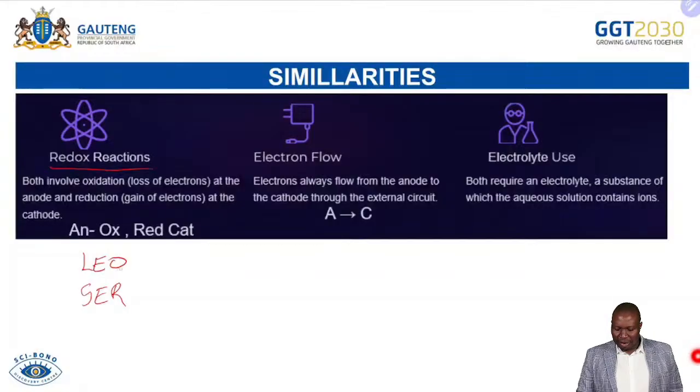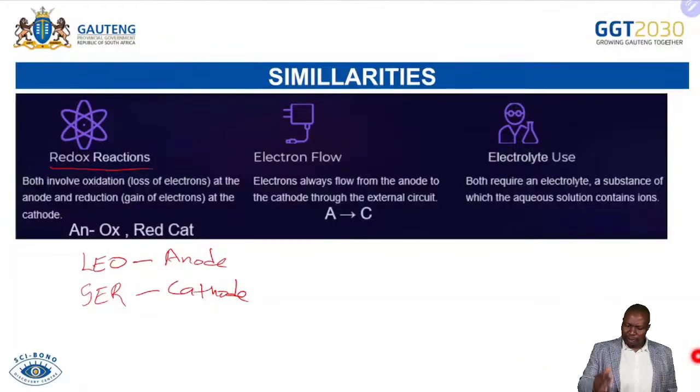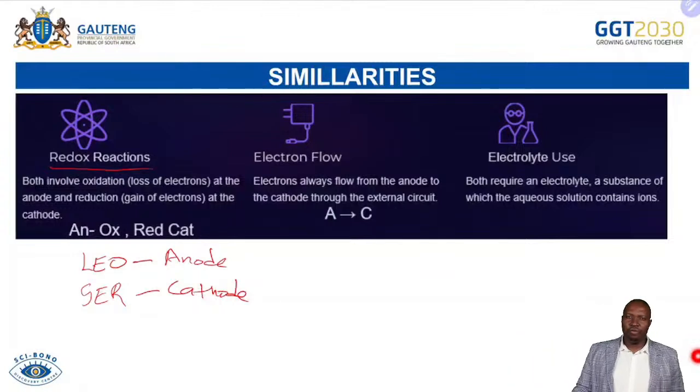Loss of electrons, which is oxidation, takes place at the anode. Gaining of electrons, which is reduction, takes place at the cathode. In both galvanic cells and electrolytic cells, we expect that at the anode there will be loss of electrons, and at the cathode there will be gaining of electrons.